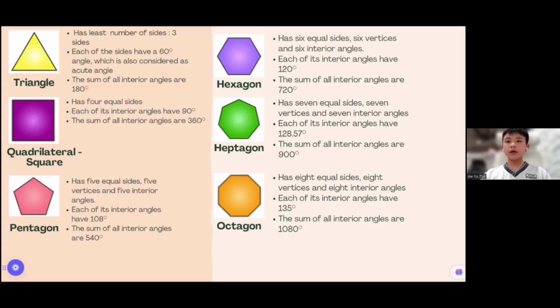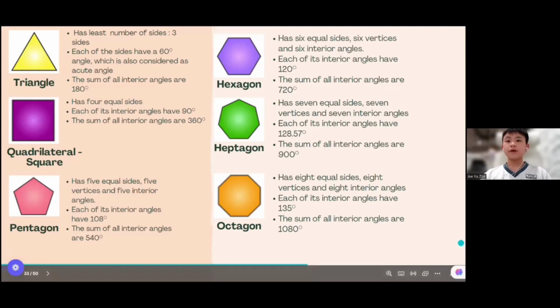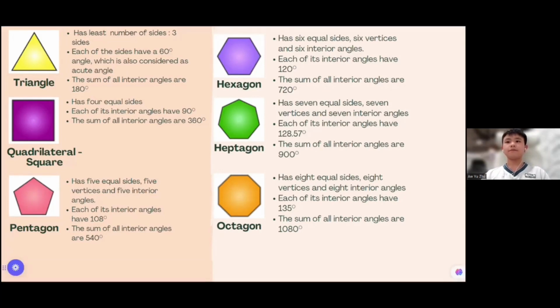And the octagon has 8 equal sides, 8 vertices, and 8 interior angles. Each of the interior angles is 135 degrees, and the sum of all interior angles is 1080 degrees.